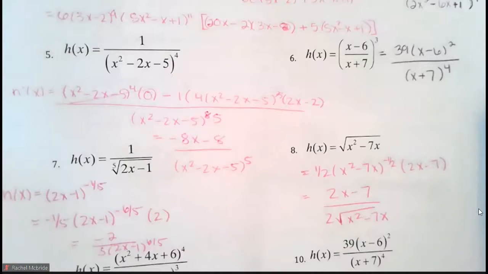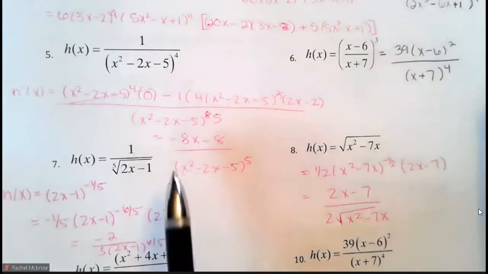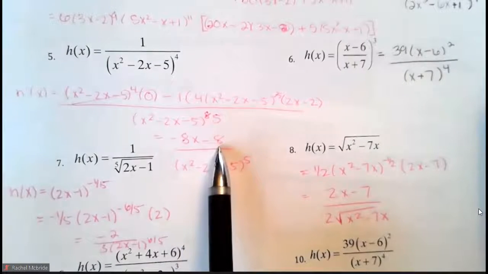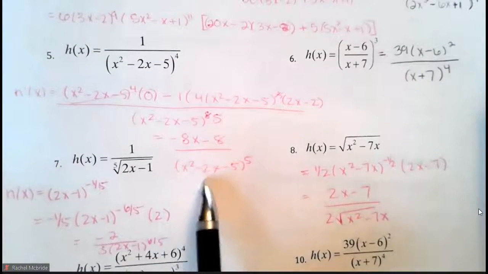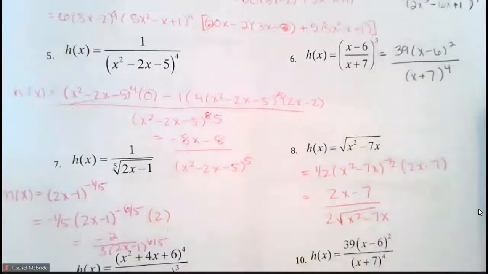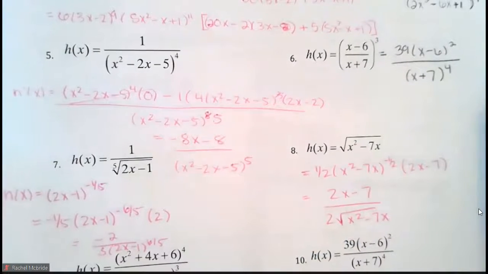Similarly, that's how I did and treated number 5. I used the quotient rule. So what I did was said, okay, the derivative of the top is 0, and then took the derivative of the bottom and all of the terms in between. So our final answer for number 5 was negative 8 minus 8 all over x squared minus 2x minus 5 to the 5th.